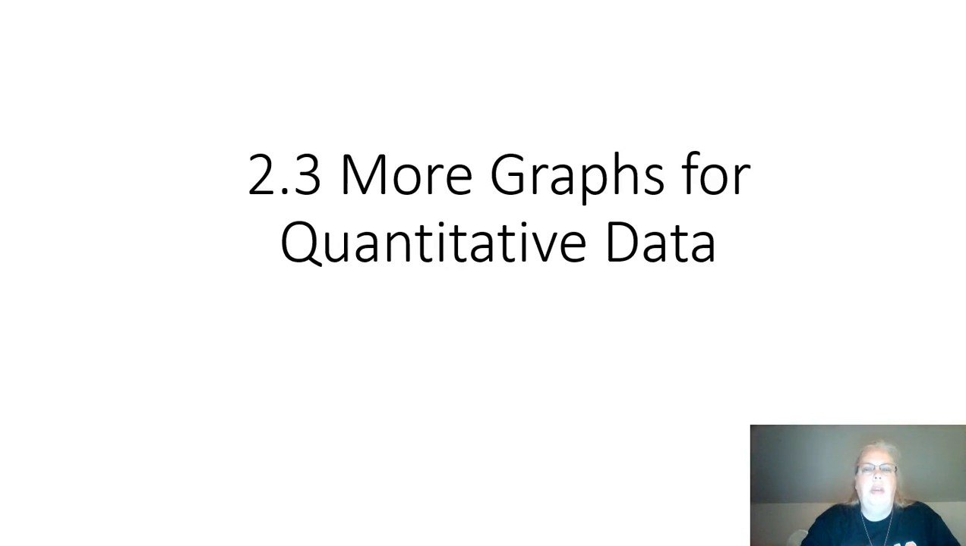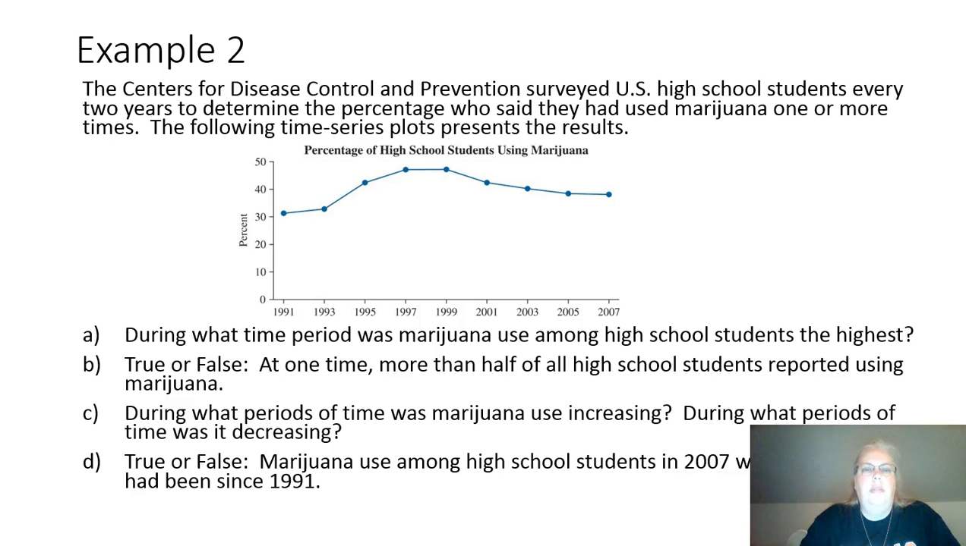Lesson 2.3, More Graphs for Quantitative Data, Example 2. The Centers for Disease Control and Prevention surveyed U.S. high school students every 2 years to determine the percentage who said that they had used marijuana one or more times. The following time series plot presents the results.